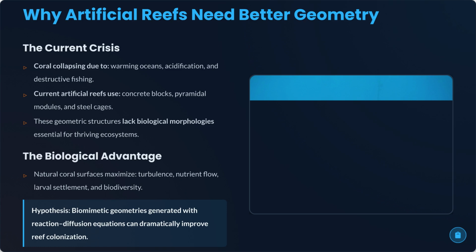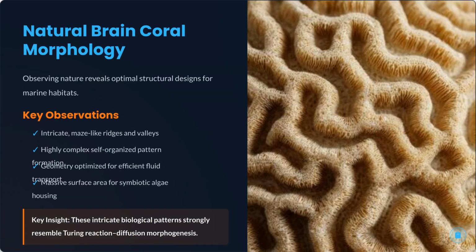Our hypothesis is that biomimetic geometries, generated using reaction-diffusion equations, can dramatically improve reef colonization success. Natural brain coral morphology provides an optimal design, featuring intricate, maze-like patterns. This complex geometry is highly organized and optimized for efficient fluid transport and maximizing surface area for symbiotic algae. Intriguingly, these patterns strongly resemble the results of Turing reaction-diffusion morphogenesis.